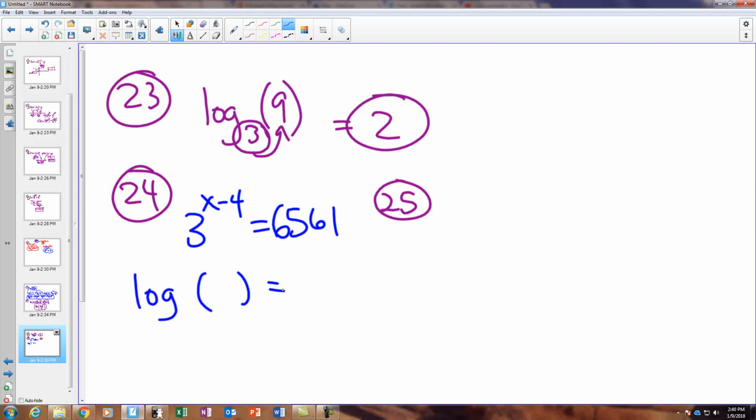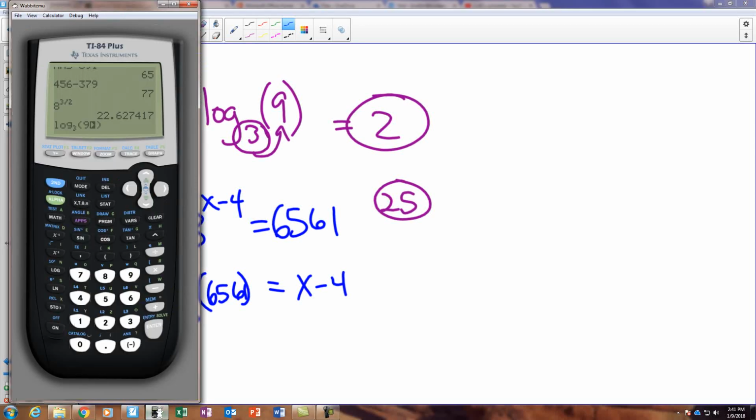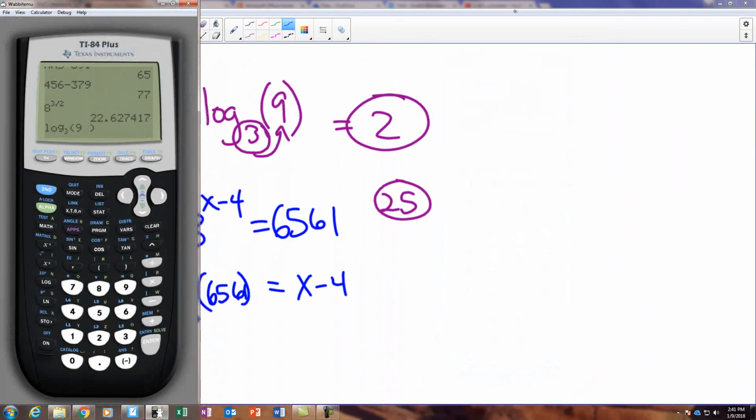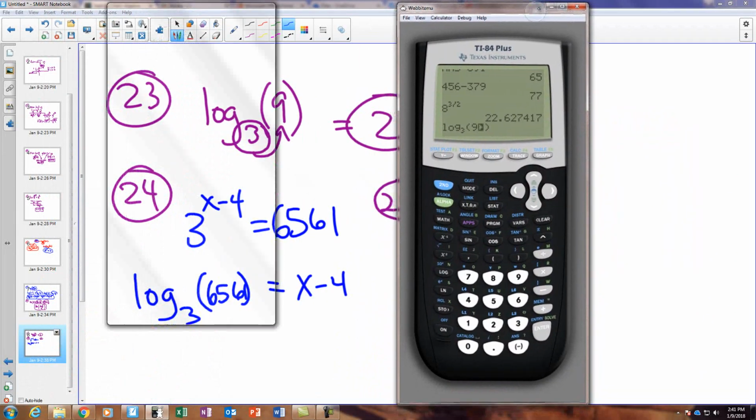What's the base of the problem? It is 3. What is the logarithm always equal to? The exponent, and the exponent was x minus 4, meaning the only thing I haven't used is the 6561. Can I evaluate the log of 6561 with a base of 3?